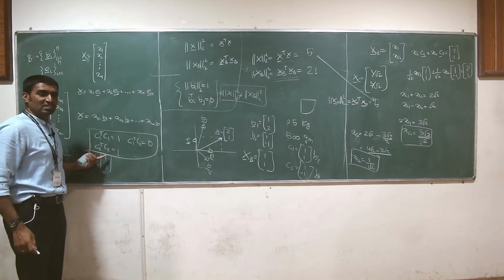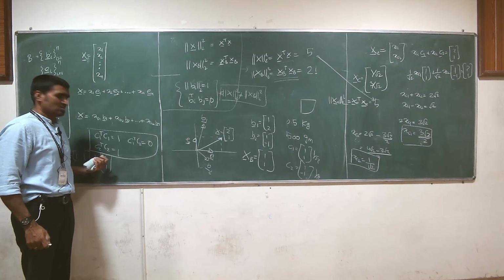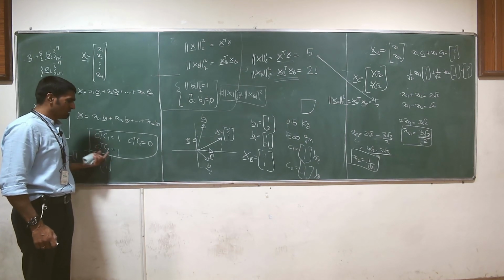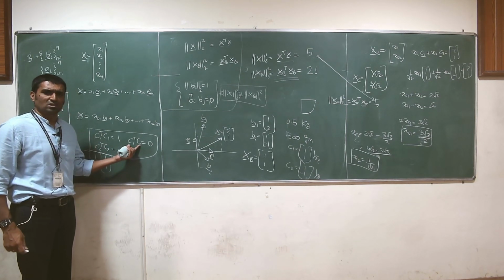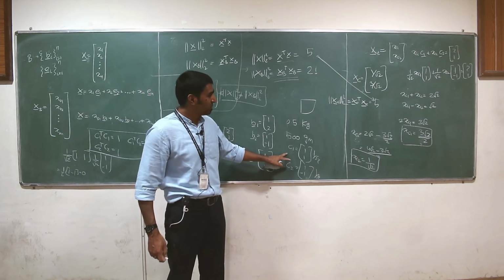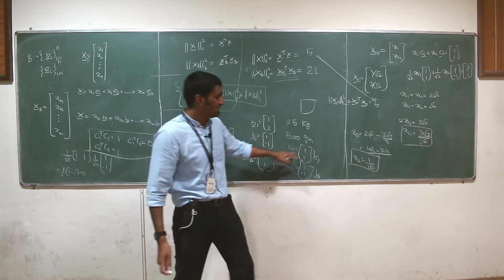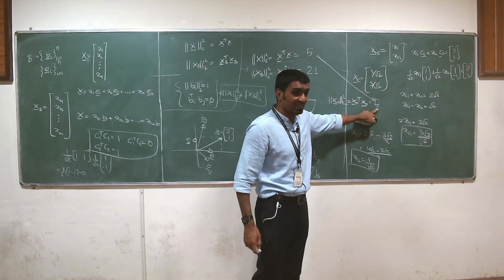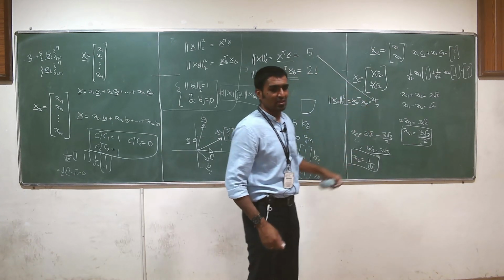What does it say about the C basis? The lengths are 1. The two vectors are orthogonal to each other. That means C is an orthonormal basis. And whenever you have a representation of a vector in an orthonormal basis, their two norm lengths will always be equal.